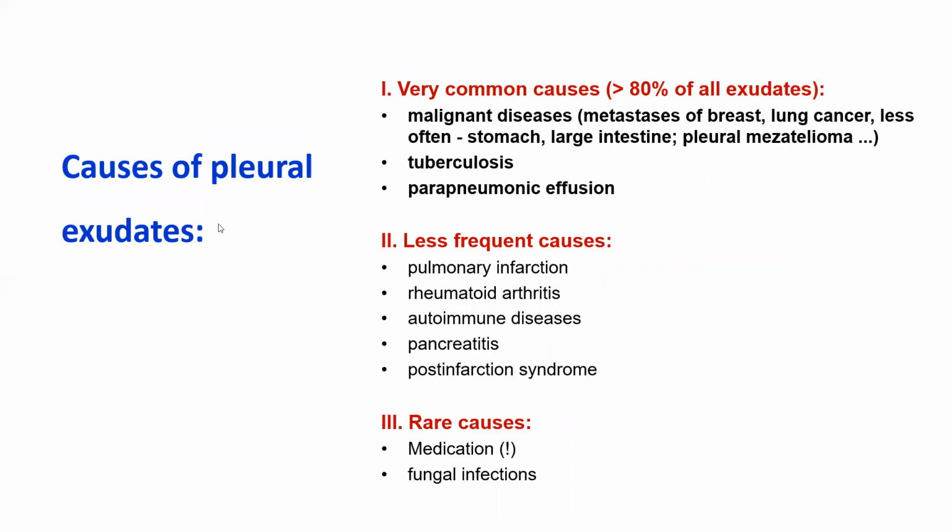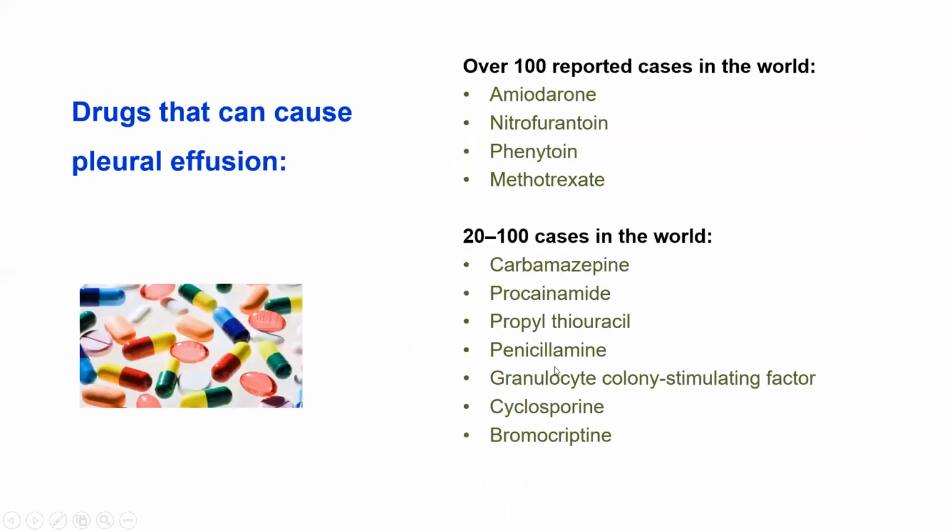Causes of pleural exudates also have been subdivided into very common, less frequent, and rare causes. Very common are malignant diseases, tuberculosis, parapneumonic effusion. Less frequent causes: pulmonary infarction, rheumatoid arthritis, autoimmune diseases, pancreatitis, post-infarction syndrome, Dressler syndrome. And rare causes may be due to medications, side effects, and fungal infection.